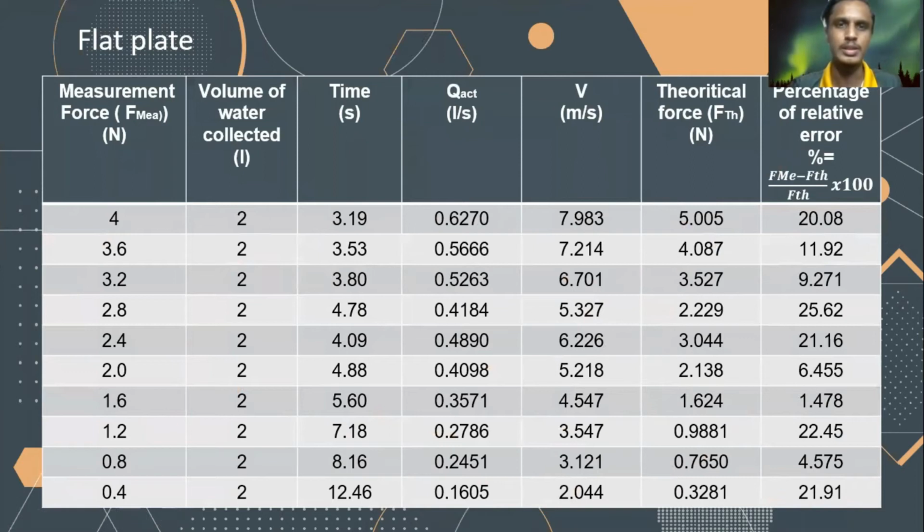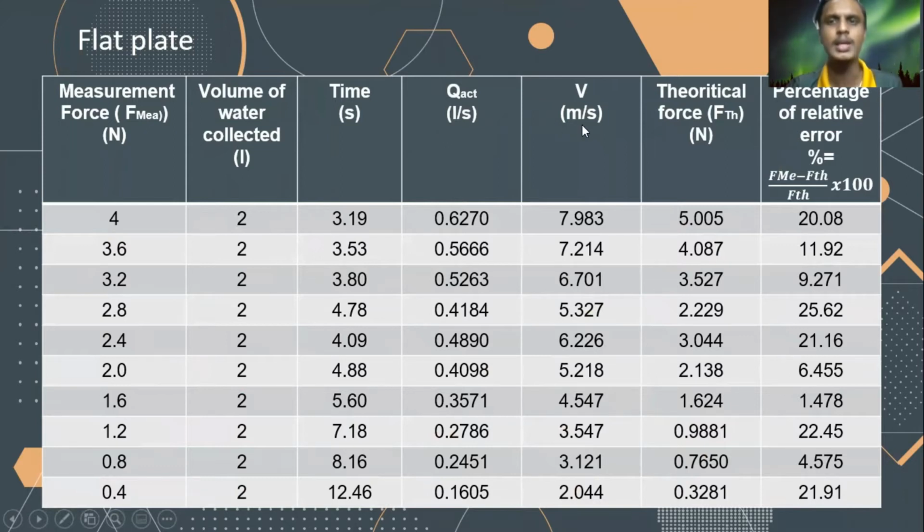So this is the table of the results for this experiment for the flat plate. So the measured force, F measurement. These are the data, and the volume of water collected in liters is constant, that's 2, and the time taken for the water to be collected is noted. So we calculate Q by dividing the volume of water collected over time. So these are the results that we get.